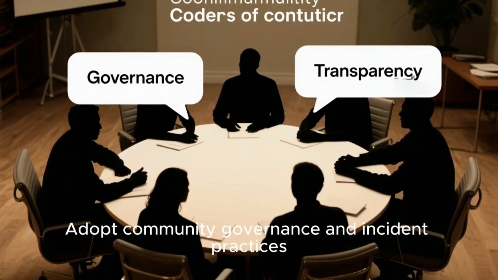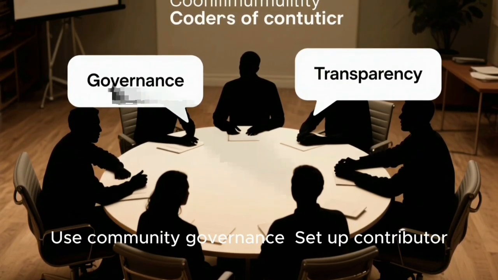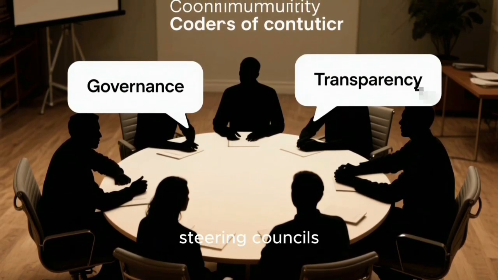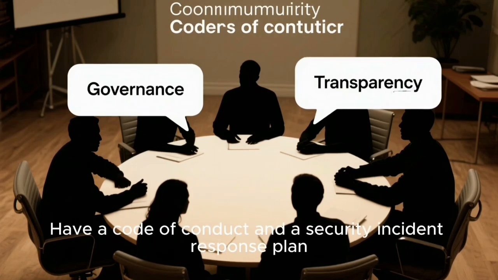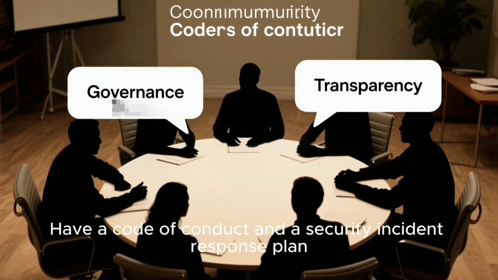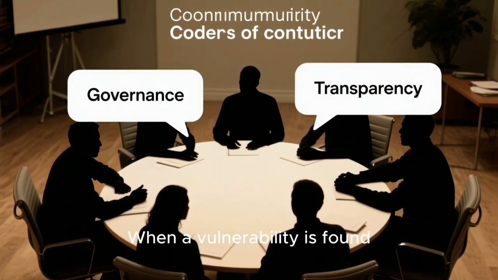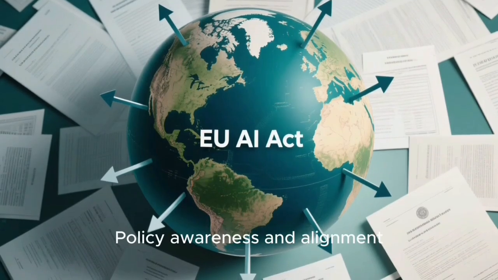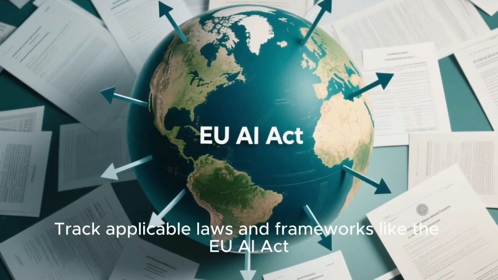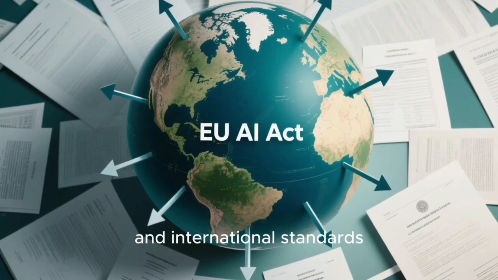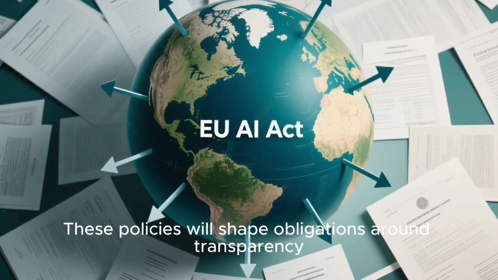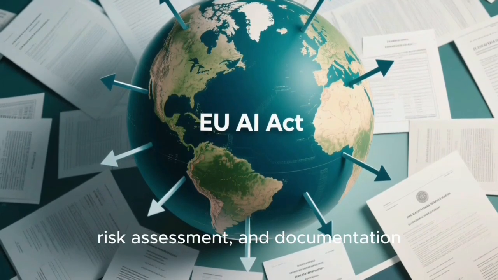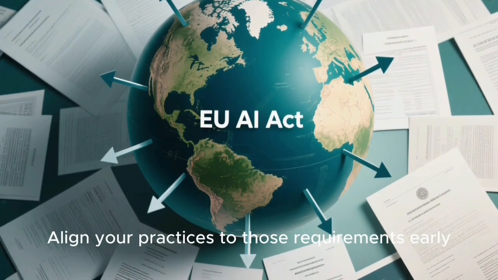Adopt community governance and incident practices. Use community governance. Set up contributor codes of conduct, steering councils, and public decision logs. Have a code of conduct and a security incident response plan. So when a vulnerability is found, communicate clearly and quickly. And finally, we have policy awareness and alignment. Track applicable laws and frameworks like the EU AI Act and international standards. Policies will shape obligations around transparency, risk assessment, and documentation. So, align your practices to those requirements early on.